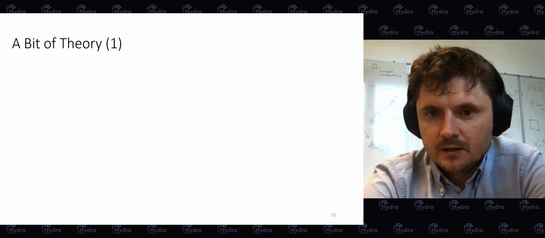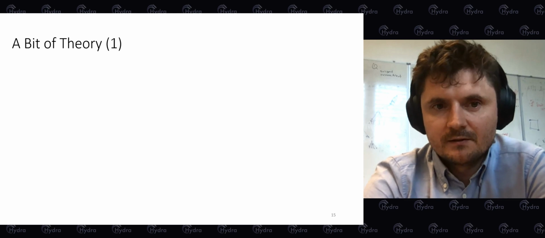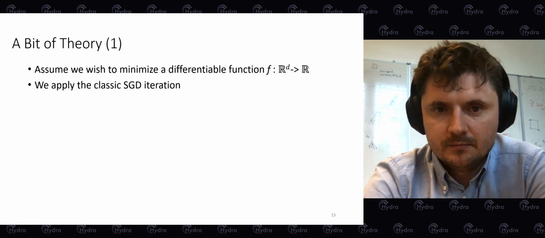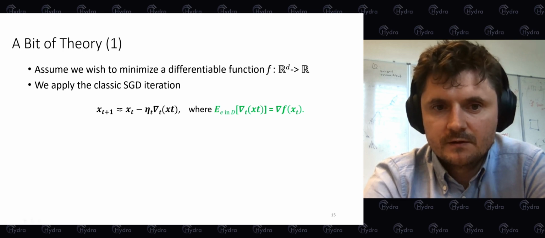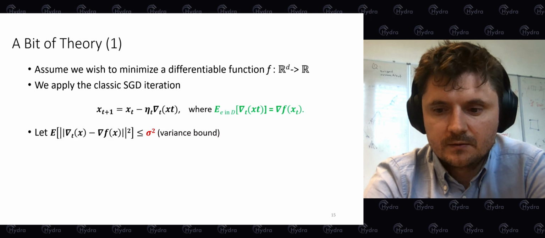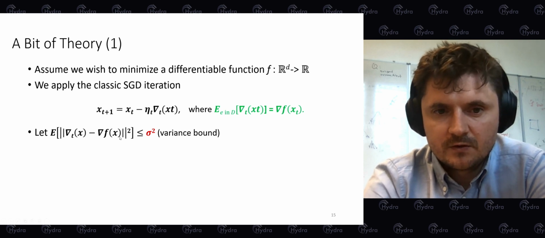So let me walk you through the actual theory behind this. This is the last theoretical slide you're going to see. We want to minimize a general differentiable function f, using the SGD iteration which I showed you before: x_{t+1} equals x_t minus the learning rate times the stochastic gradient at x_t. So we select a random sample and compute its gradient with respect to x_t. And the key quantity we care about is how far this stochastic gradient, the gradient at the random sample, is from the true gradient, the correct update with respect to the entire loss function.